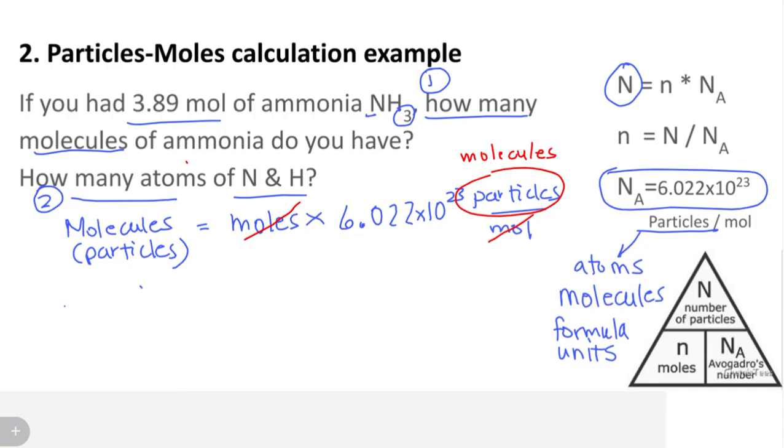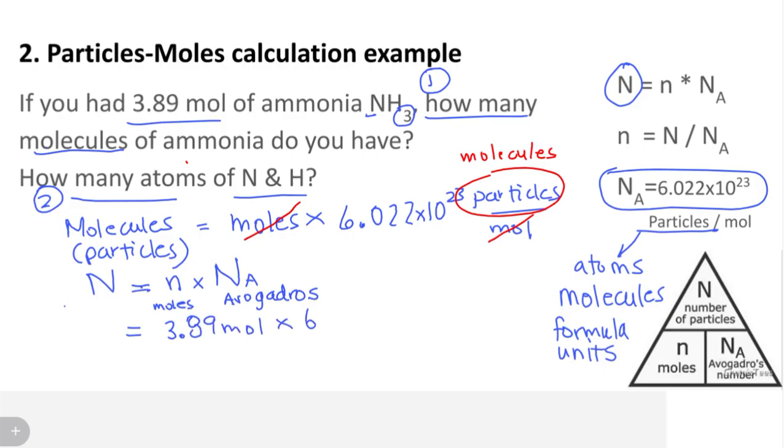The other way is to know that molecules can be represented by the large symbol capital M, and that the formula using the mole triangle is small n, which represents moles, times Na, which represents Avogadro's number. It's like a conversion factor between moles and particles, because it represents how many particles are in each mole. So if I take my values given, we were given 3.89 moles, multiply that by Avogadro's 6.022 times 10 to the 23, and in this case, it's particles per mole.